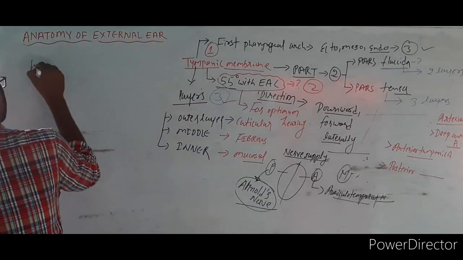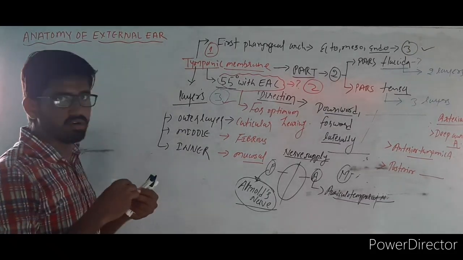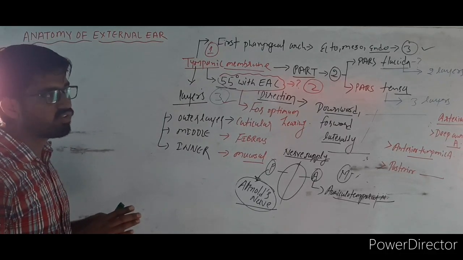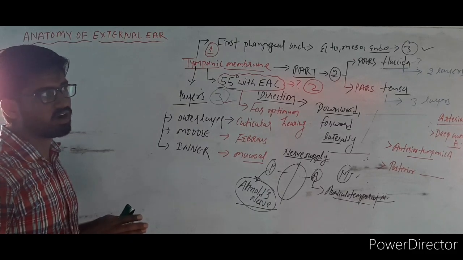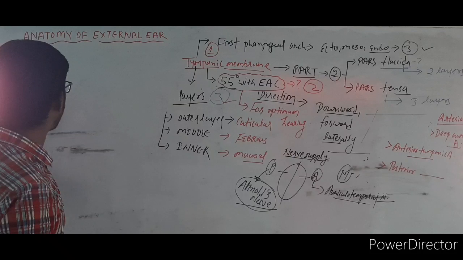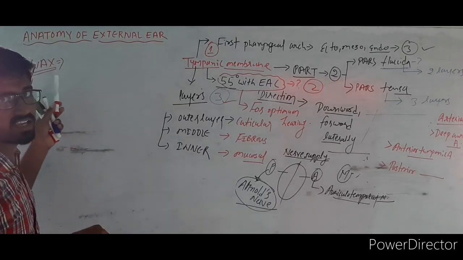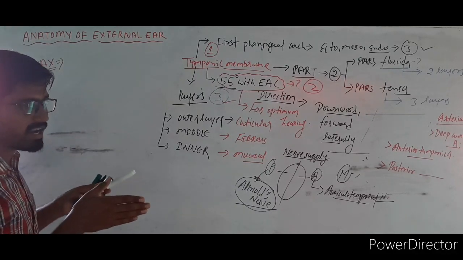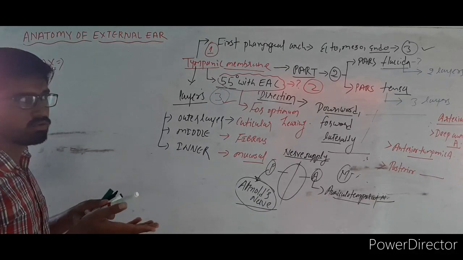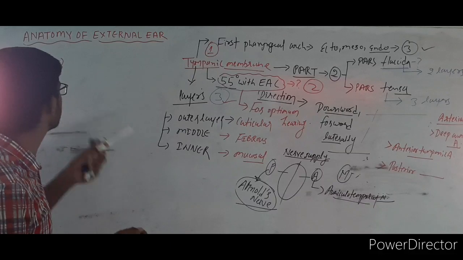Next discussion on the wax. It is useful. Normally it prevents injuries to the epithelial cells from water or any trauma. Excessive wax can impact the tympanic membrane, and it will lead to hearing loss. So what is the common cause of conductive hearing loss? One cause is this wax.